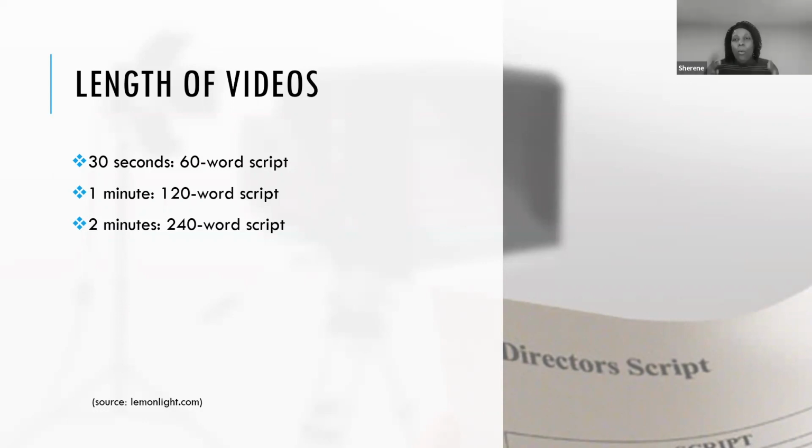So think about, what is it I'm trying to convey? How am I going to convey it? And then the wording is going to help you determine the time as well.